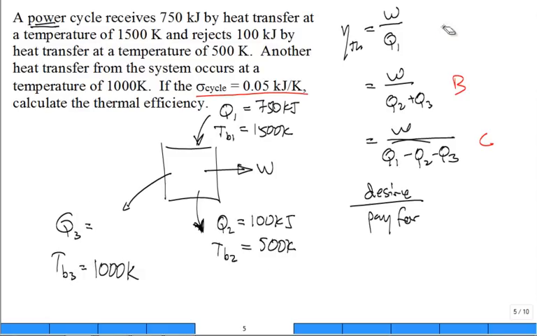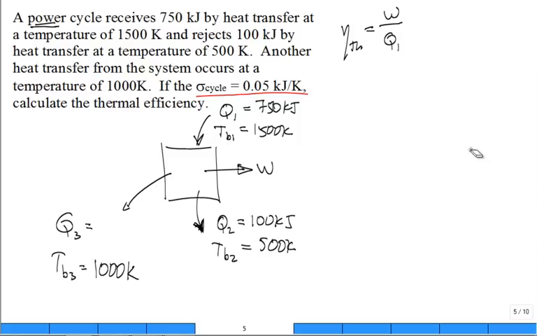All right. So now let's get rid of this. Now I need to find the work, don't I? I'd like to find the work directly. If I write the first law, what I'll find is the work out is equal to Q1 in minus Q2 minus Q3. That's the first law analysis, conservation of energy. But I don't know Q3. So how am I going to solve for Q3?